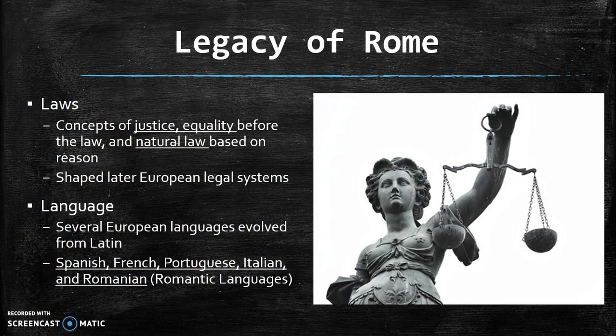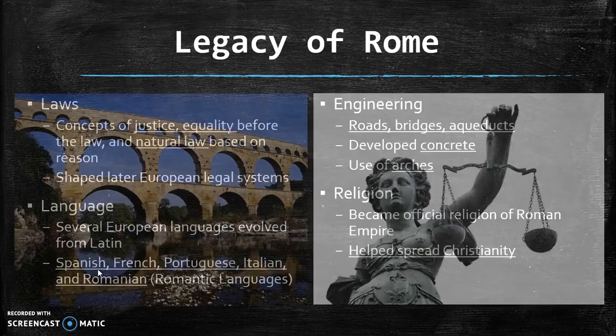Rome left a huge legacy for the Western world, and these include the following. Their laws and language. The concepts of justice, equality before the law, and natural law are based on reason all come from Rome and influenced our laws today. Latin is also very influential to European languages that evolved from that language. The Romance languages, that means languages that come from the Roman Empire, include Spanish, French, Portuguese, Italian, and Romanian.